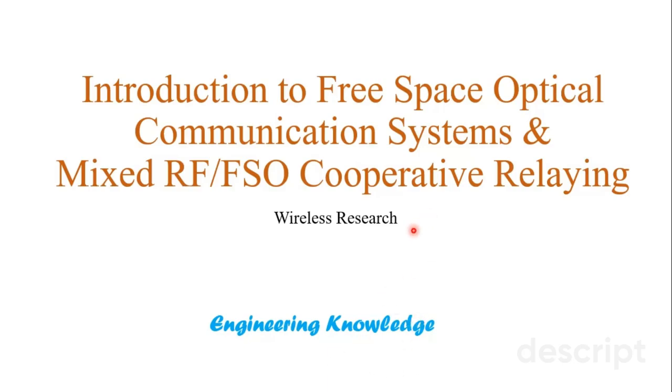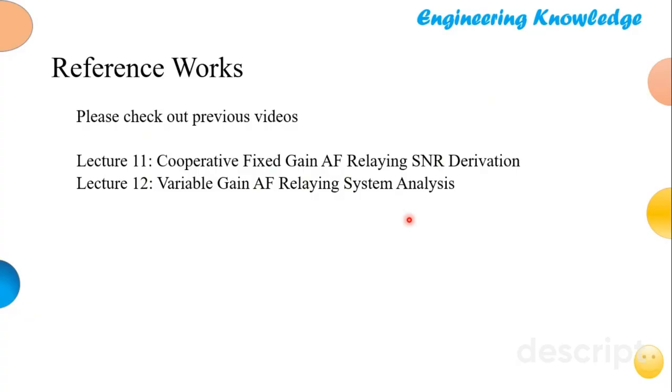In this lecture, we will introduce free space optical communication systems and the concept of mixed RF FSO cooperative relaying systems. In order to understand these topics, I also refer you to my previous lectures, lecture 11 and 12, in which I have already introduced what is cooperative fixed gain AF relaying system and the variable gain AF relaying system, because the cooperative relaying system has been introduced in these two lectures.